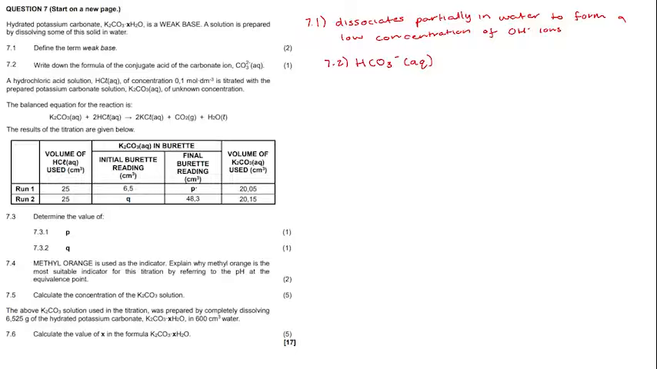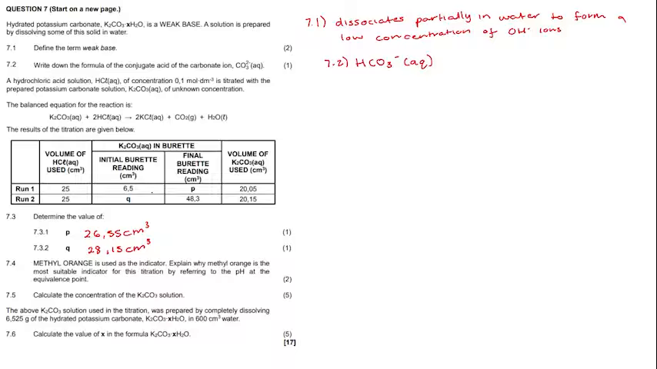So to get the value of P, we need to take the initial reading plus the volume used in order to get the final reading on the burette. So if we say 20.05 plus 6.5, we get 26.55 centimeters cubed. For Q, since we want the initial reading and we have the final reading and the volume used, we can take the final reading minus the volume used, and our answer would be 28.15 centimeters cubed.